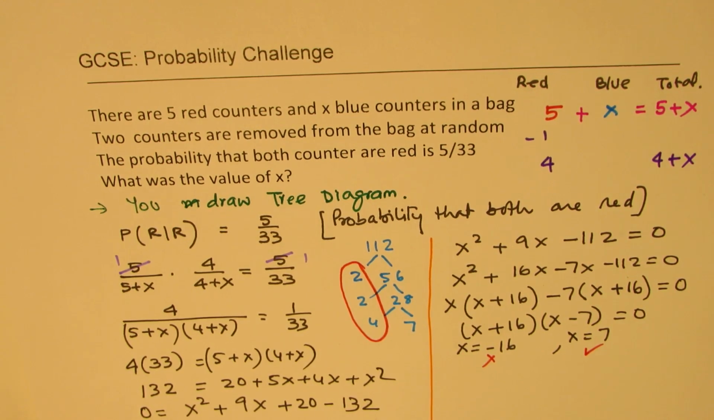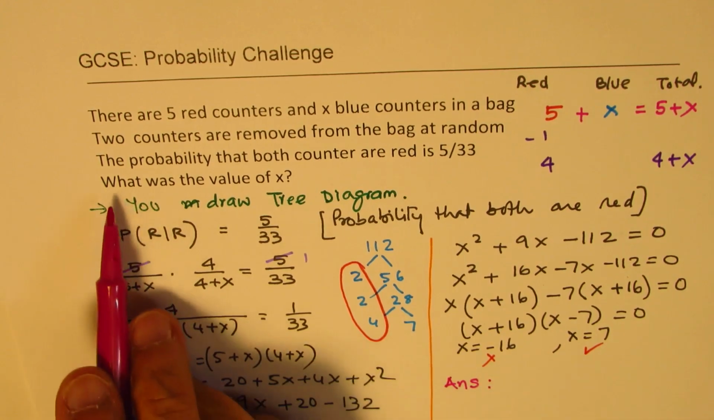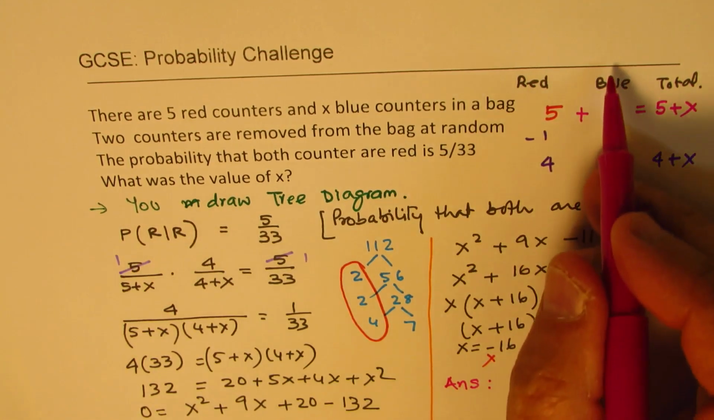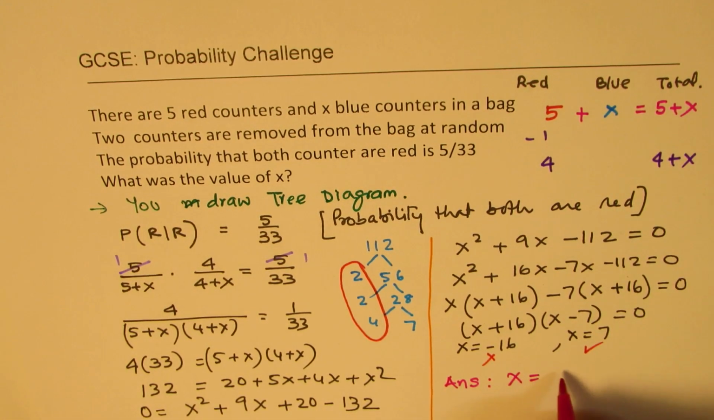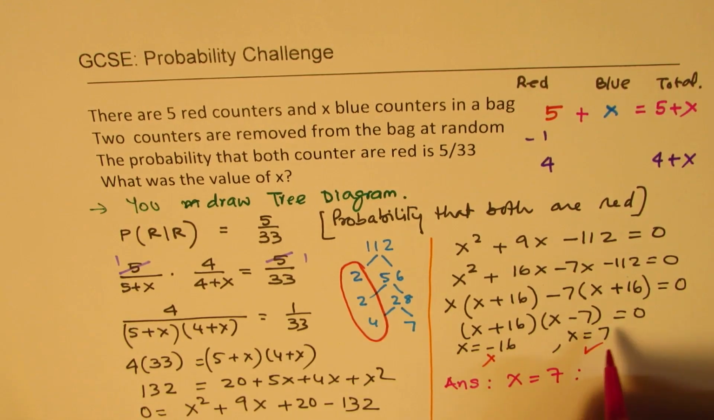And now we can write down our answer, which is, what is the value of x? So x is the number of blue balls. x is equal to 7, right? Which represents the number of blue counters, right?